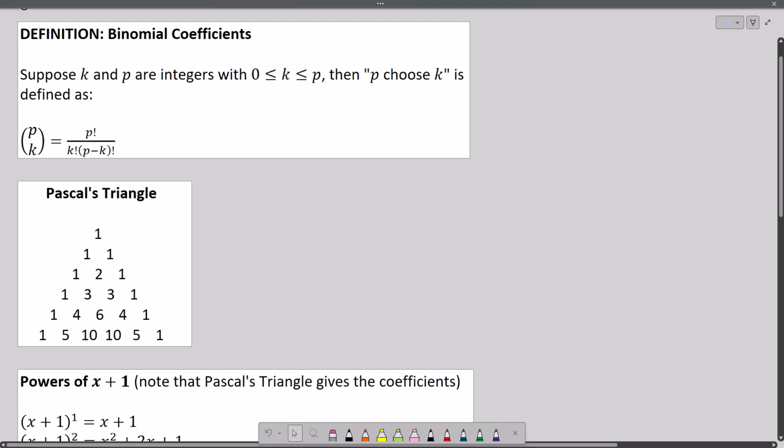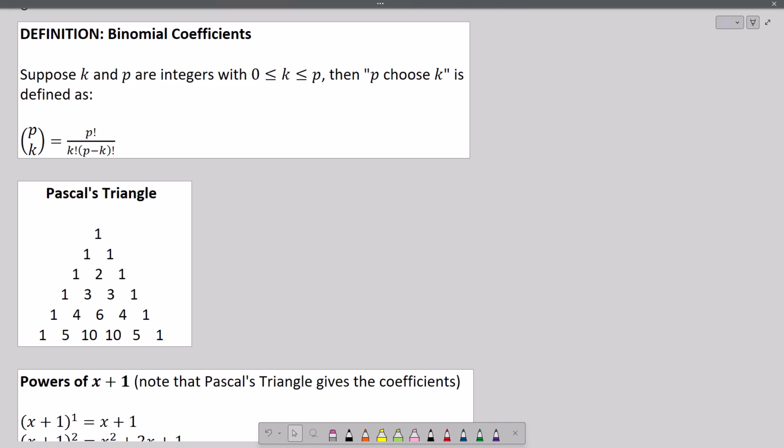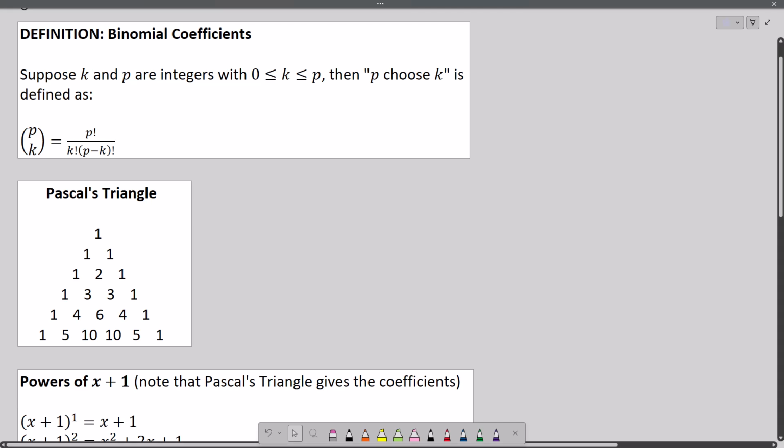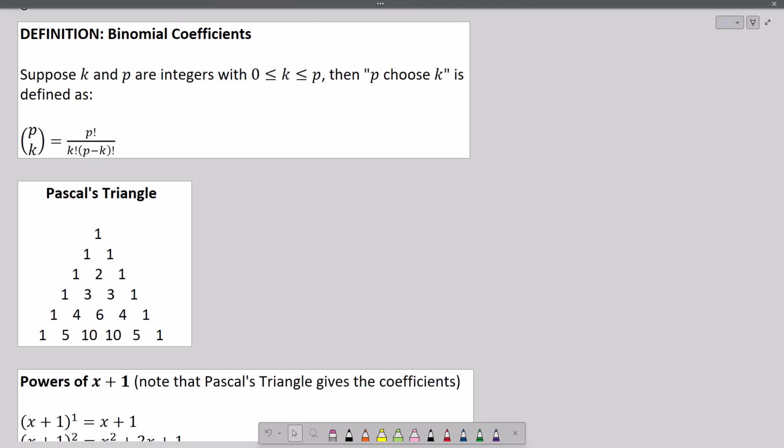So this notation is not a fraction. The way we pronounce this is P choose K. And the way it originates is from basic probability theory. The idea is, let's suppose you have 52 cards and you want to pick 5 at random. That would be 52 choose 5. So this notation, 52 choose 5, is going to tell you how many ways you could pick 5 cards from 52 cards. So the wording P choose K comes from a very practical application.